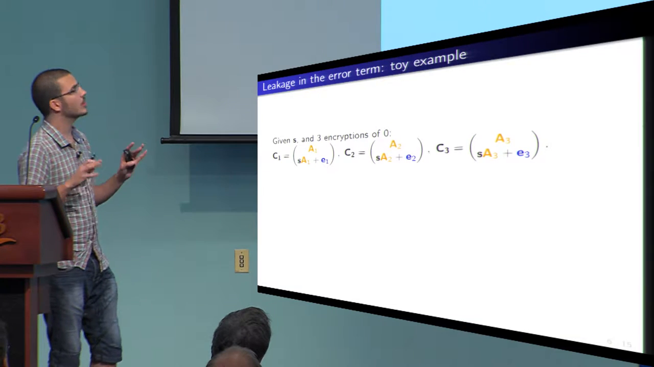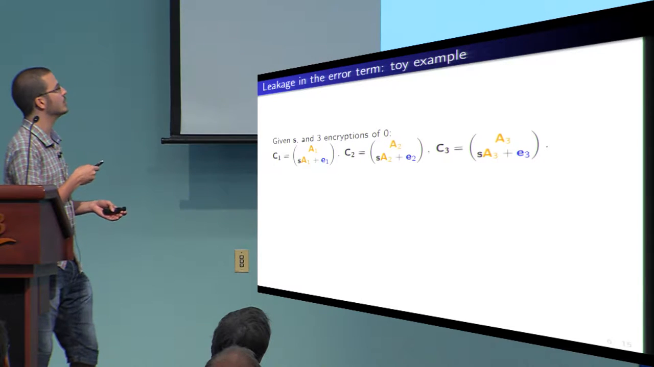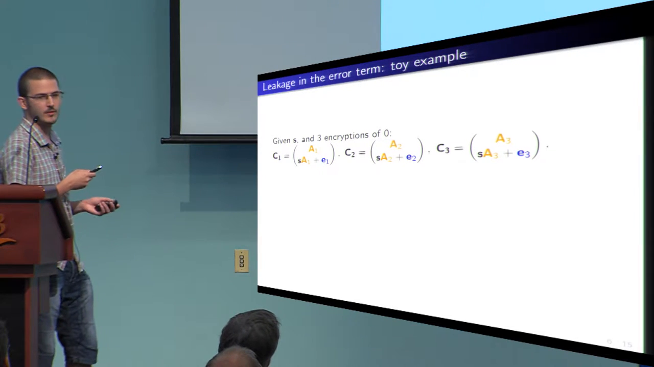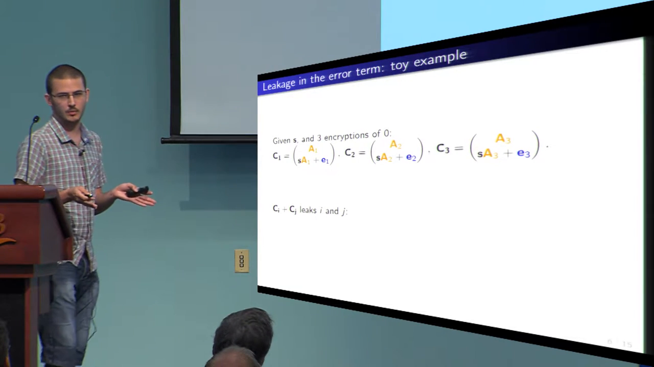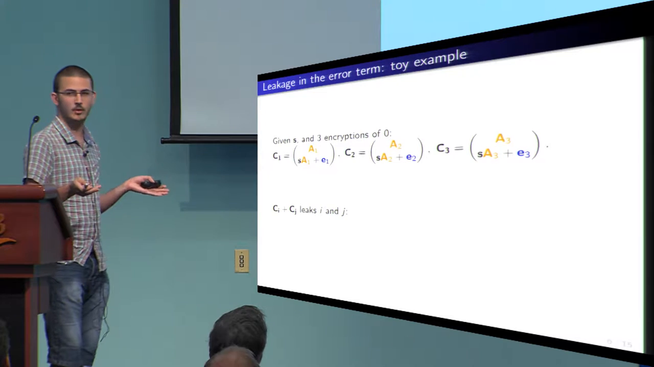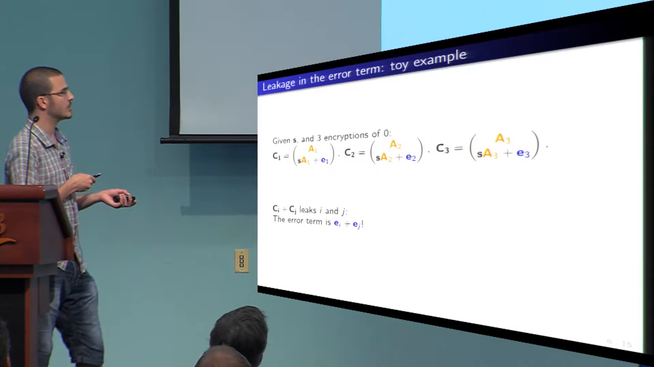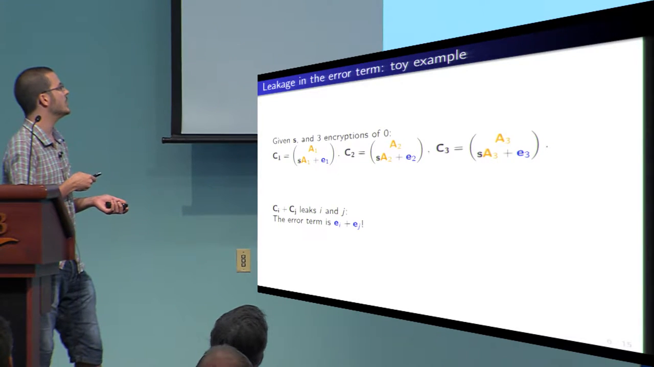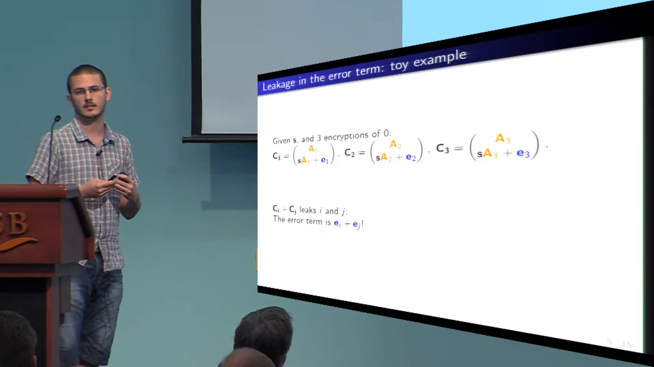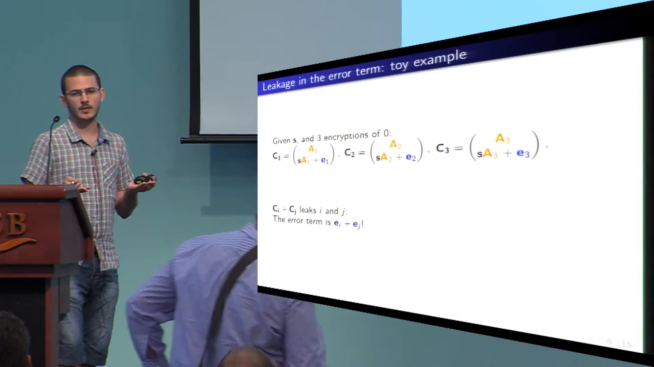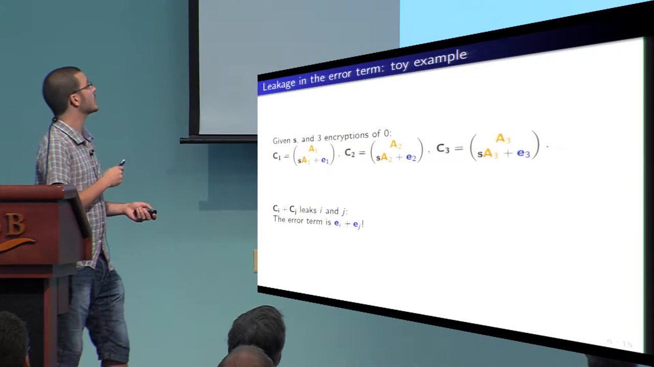Here is a toy example to see how information is leaked. Let's say you have three encryptions of zero. It's not very interesting, but the server wants to sum two of them. The plaintext associated would be zero, because it's just zero plus zero. But if he sums, let's say, C1 and C2, the error term, which the user will be able to recover, will be E1 plus E2. So he can know exactly which ciphertexts the server has summed, and then he gains information about the algorithm. He knows exactly what the server did. So that's what we want to avoid.